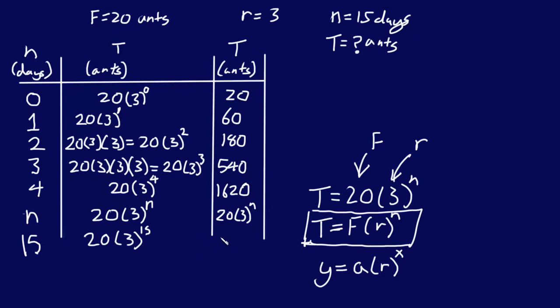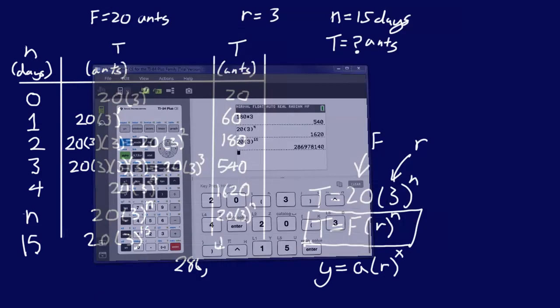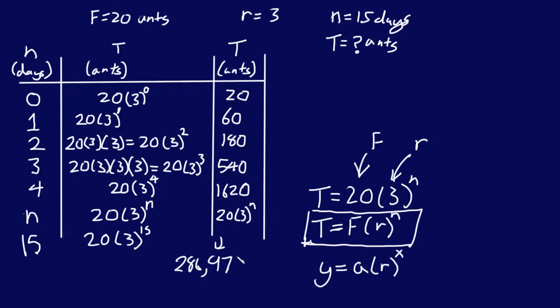But anyway, this is going to be 286 million. Let's see what that is again. 978,140. 978,140 bugs. And that's how many bugs you would have after 15 days if you started with 20 and they were tripling at the end of each day.